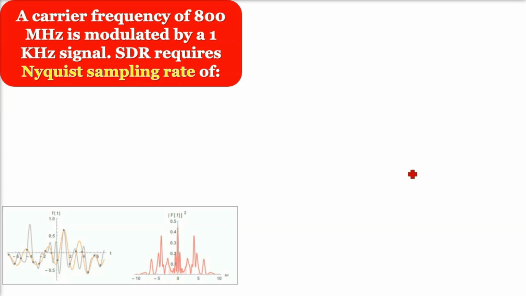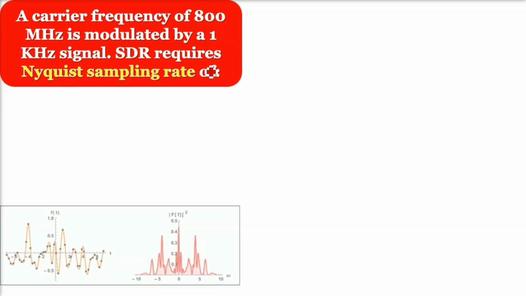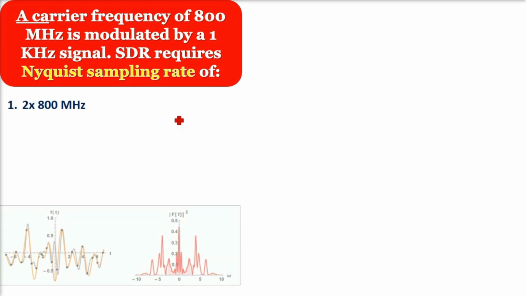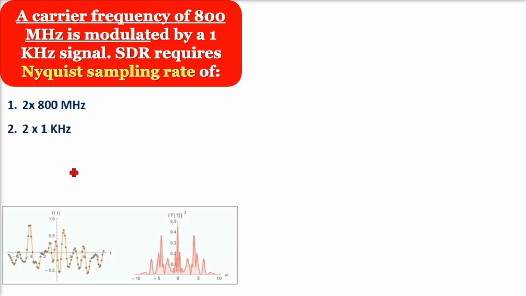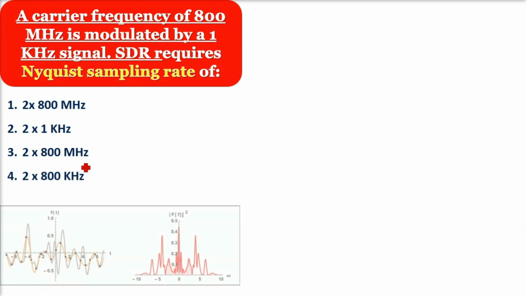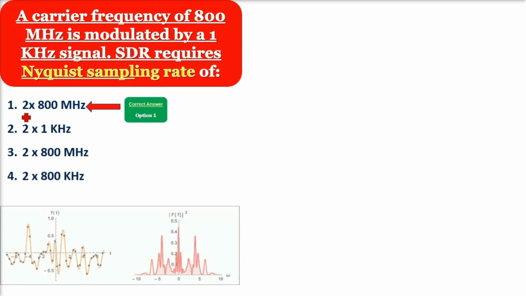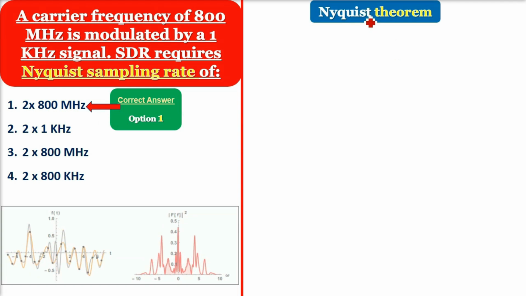A carrier frequency of 800 megahertz is modulated by a 1 kilohertz signal. SDR requires a Nyquist sampling rate of 2 into 800 megahertz. The options are: first 2 into 800 megahertz, 2 into 1 kilohertz, 2 into 800 megahertz, and 2 into 800 kilohertz. Now you see 2 into 800 megahertz has come twice. You can just choose one of the options. Now what is the Nyquist theorem? What does it say?